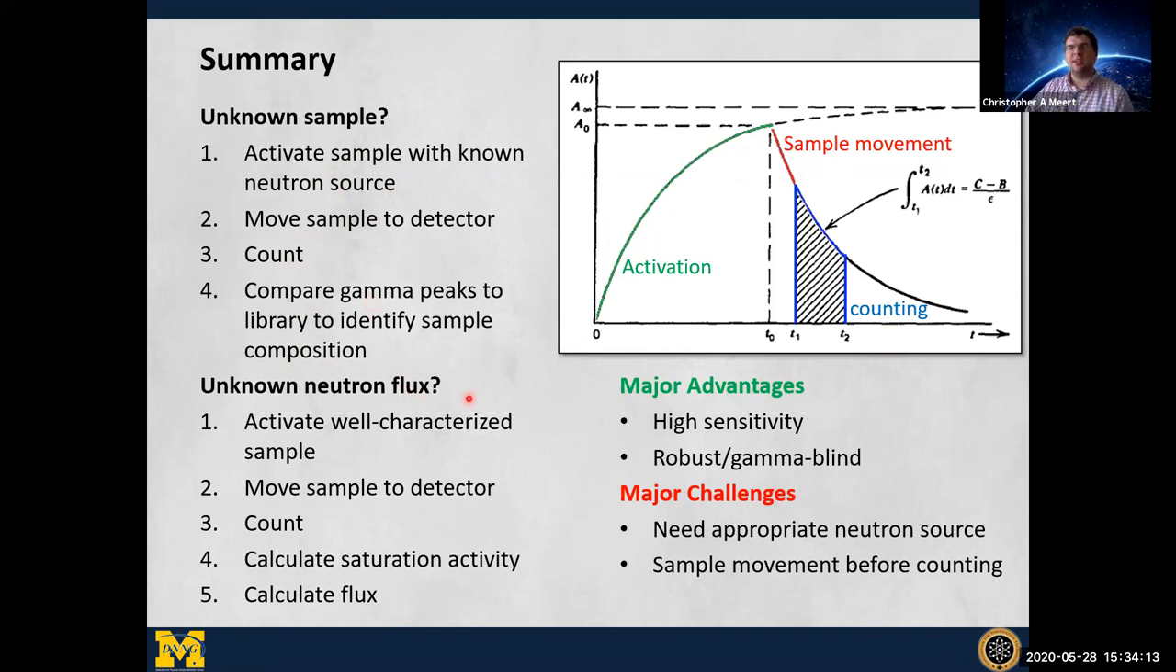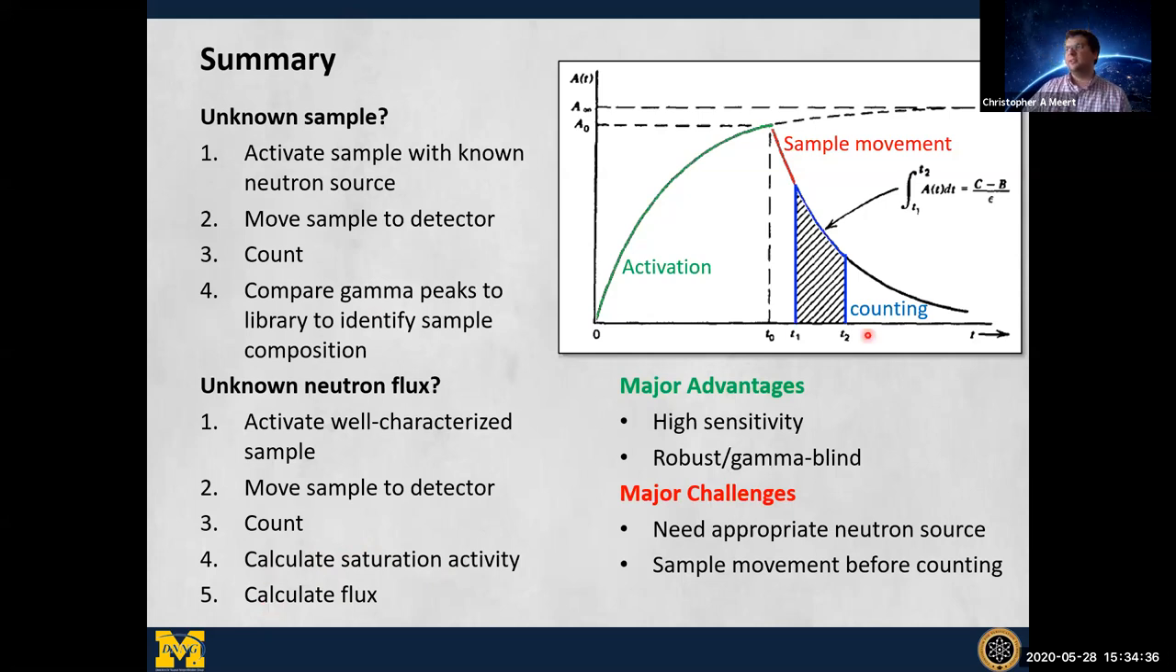But you can also use it to characterize an unknown neutron source. Again, you want to start, in this case, with a well-characterized sample, something that you know the purity of and the dimensions of to a high degree. You'll activate it, move it to your detector, count again. You'll have to calculate that saturation activity, just like the example we went through, and that'll give you the flux.